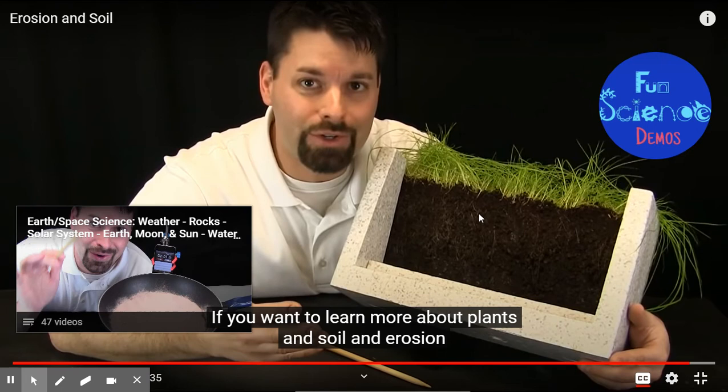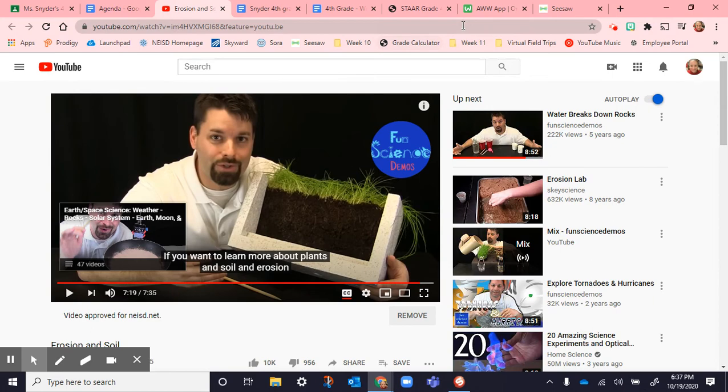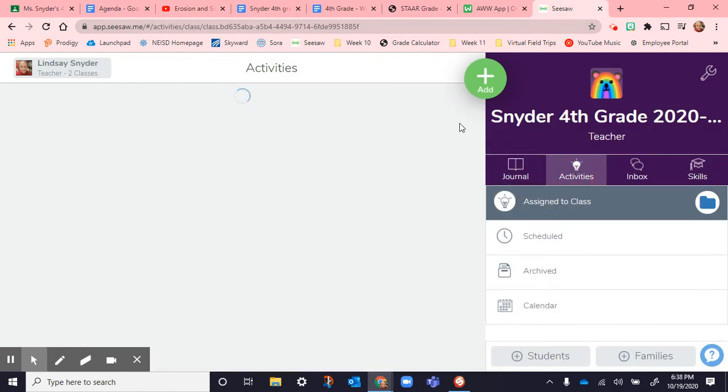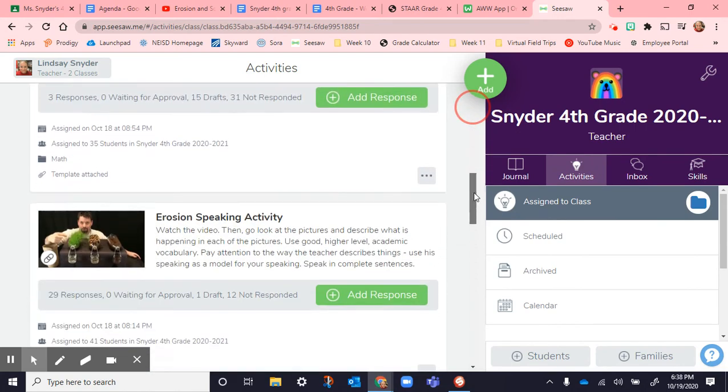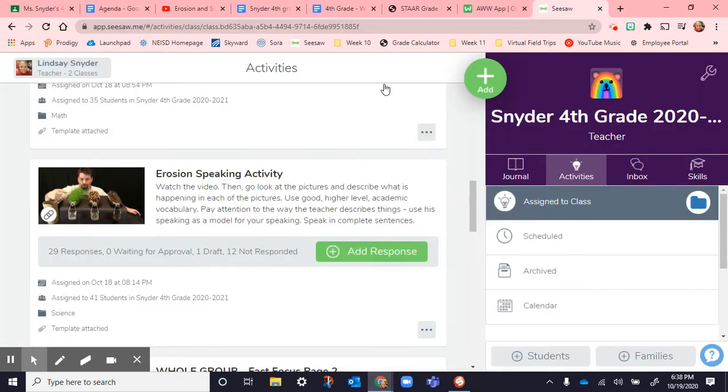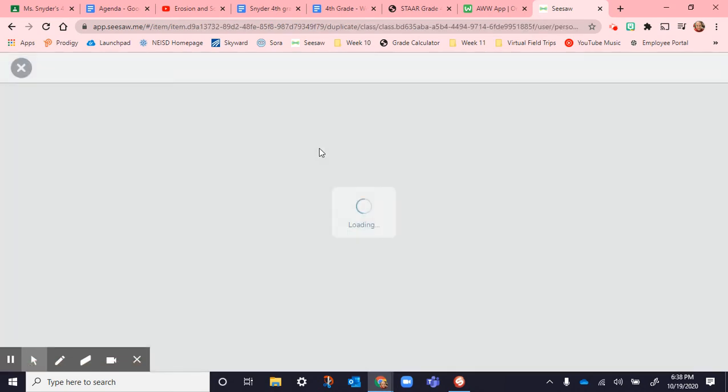All right, so again, in our science notebook, we put in there what we saw, and then we wrote down some predictions, and then what actually happened. And then we hopped over to Seesaw, and there's an activity in here, and you can see that video right here, the erosion speaking activity. It says, after you watch the video, you're going to go look at the photos. So, no. Hi, I'm Jared. Welcome to. Hold on, Jared. We already watched you. All right, let me add a response here so it can show you.